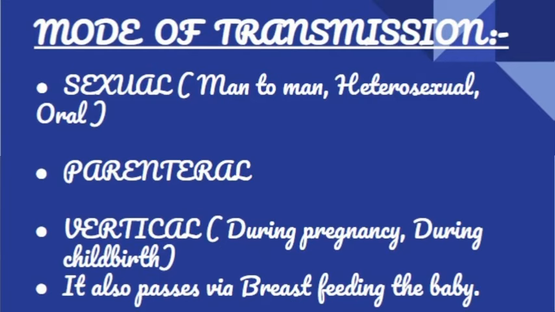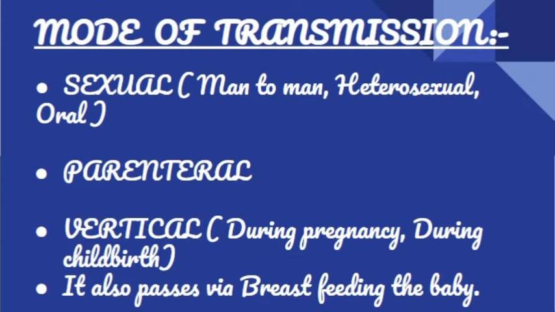Mode of transmission of HIV virus. There are 4 ways. First is the sexual way. It could be from man to man. It could be heterosexual sex or vaginal sex. It could be oral sex. The second mode of transmission is parenteral. That includes IV transmission, blood transfusion, IV drug use. That includes dirty syringes.